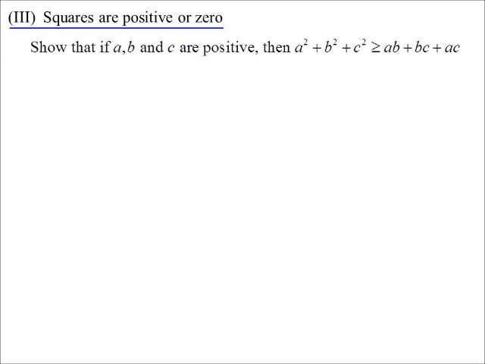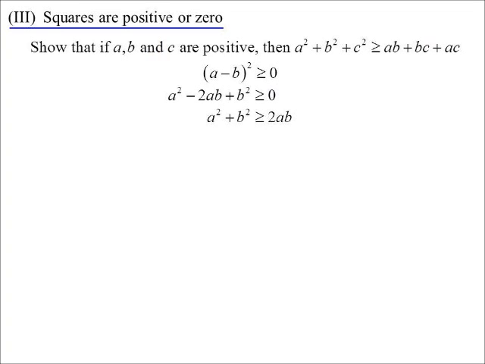a, b and c are positive. We're going to show that a squared plus b squared plus c squared is always greater than or equal to ab plus bc plus ac. I'm going to start with a known fact. I know that (a minus b) all squared is greater than or equal to 0. That's a fact. So I can play around with this one and manipulate it. I'll move the 2ab to the other side. So a squared plus b squared must always be greater than or equal to 2ab.